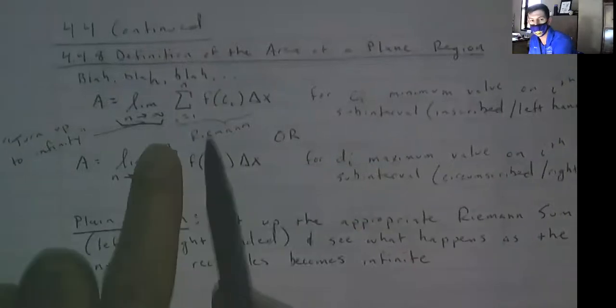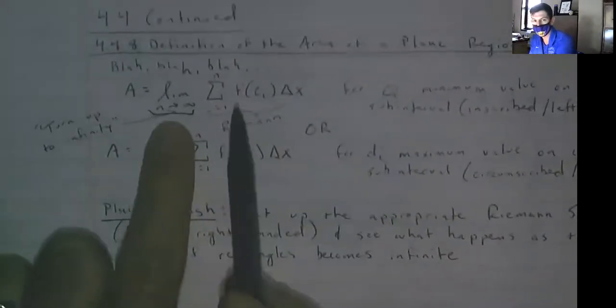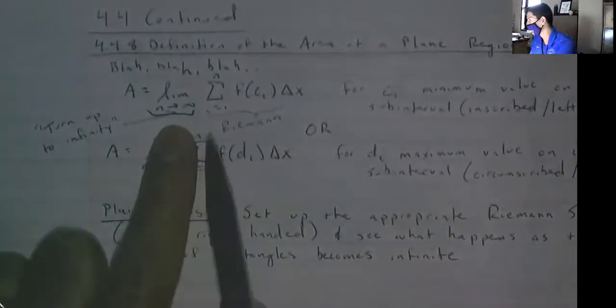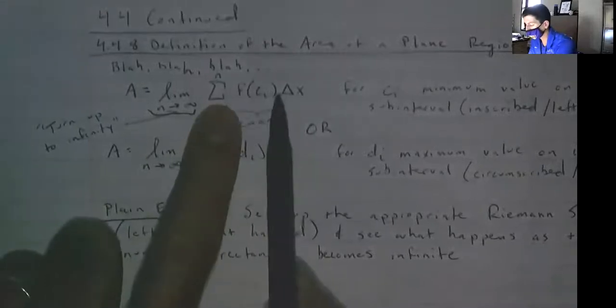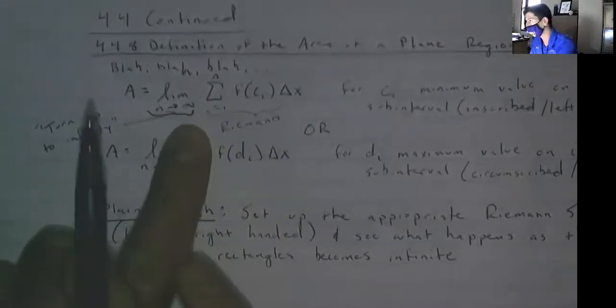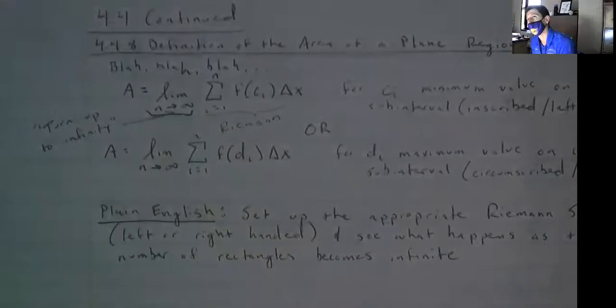It really, I think, will be beneficial as we start to do these to think of these as two separate processes. Setting up the Riemann sum and then applying the limit. Not as one big, scary, hard to decipher thing. It's just two things.